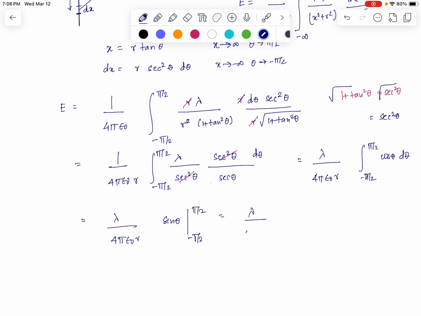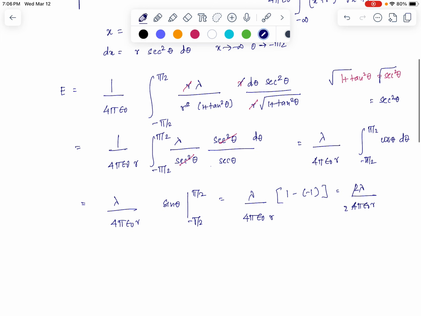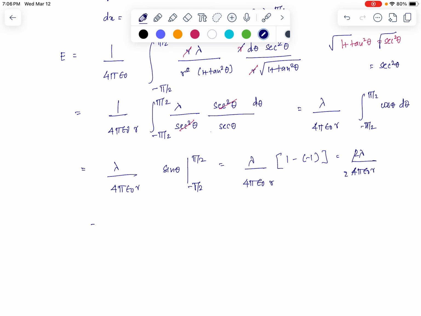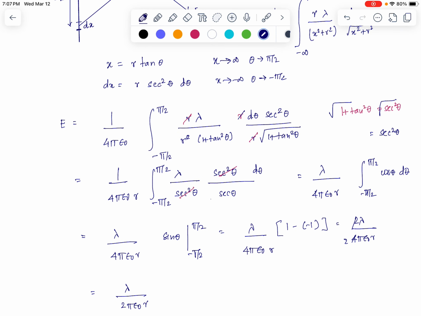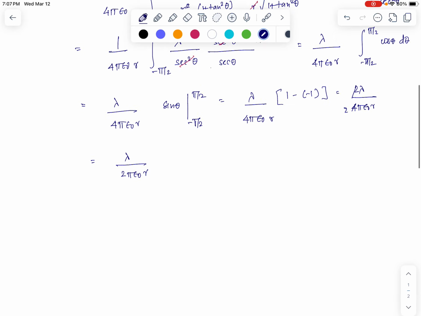So it's lambda divided by 4 pi epsilon 0, and 1 minus minus 1. So that becomes 2 lambda divided by 4 pi epsilon 0 r. One of the 2's gets cancelled out. So we get the expression lambda divided by 2 pi epsilon 0 r. So that's the electric field in the radial direction, which we found with a lot of effort by solving this relatively complex integral.